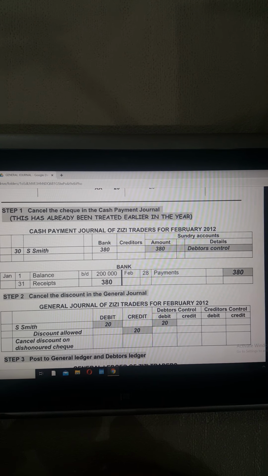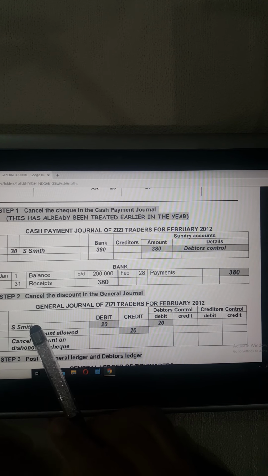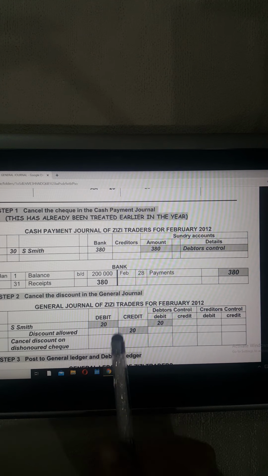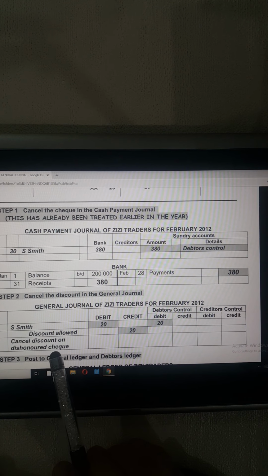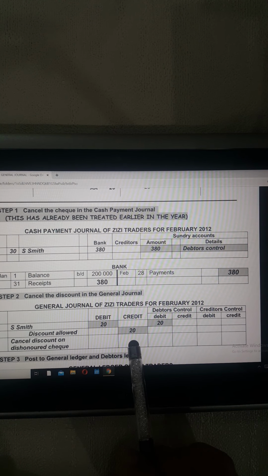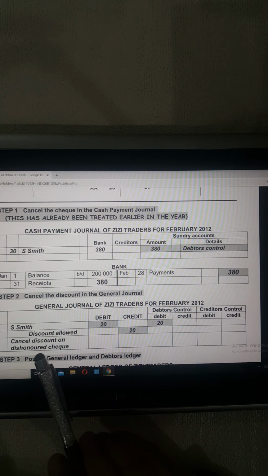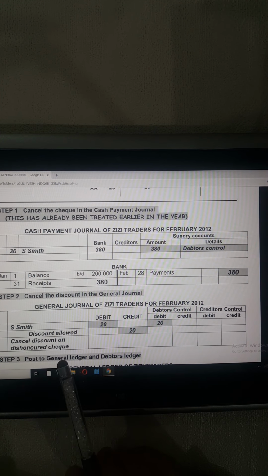Okay, we're carrying on with the dishonored checks, and we were at the part of step 2 where we're cancelling the discount. So what we're doing is we're debiting the debtor with 20 Rand, and we've credited the discount allowed with 20 Rand, and we've written "cancel discount on dishonored check."